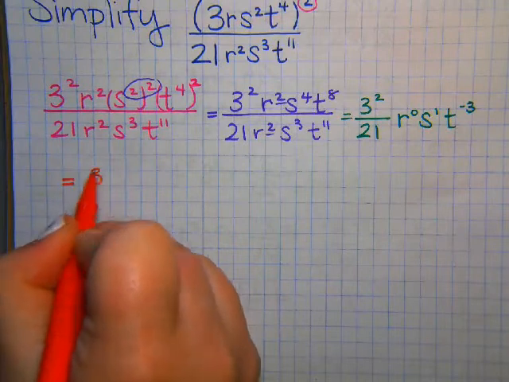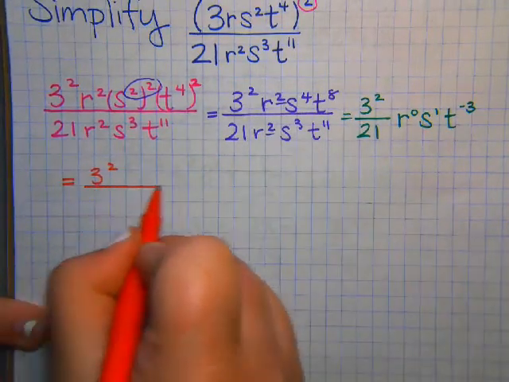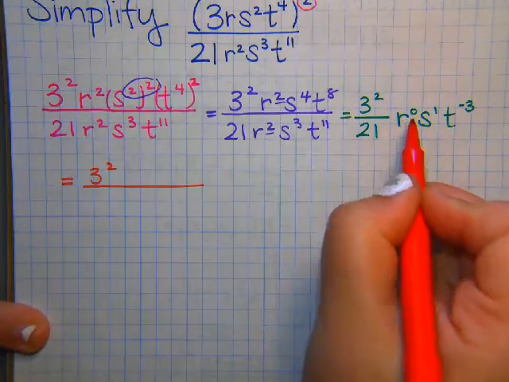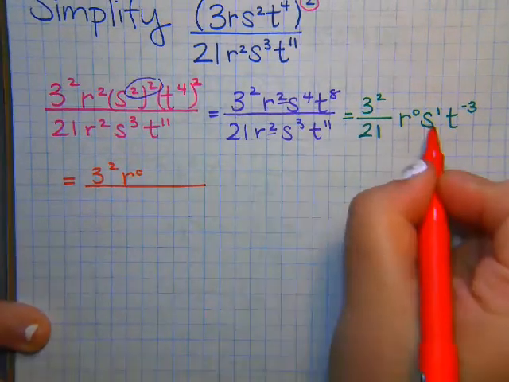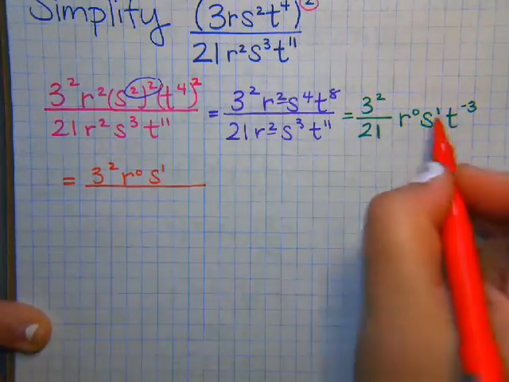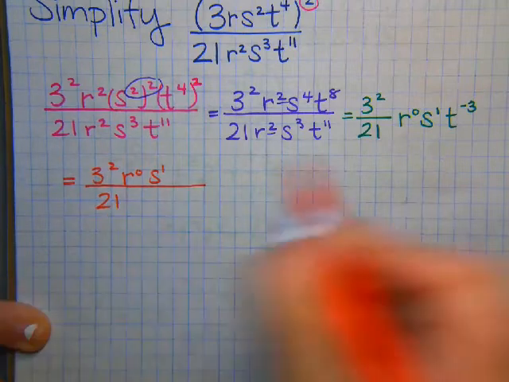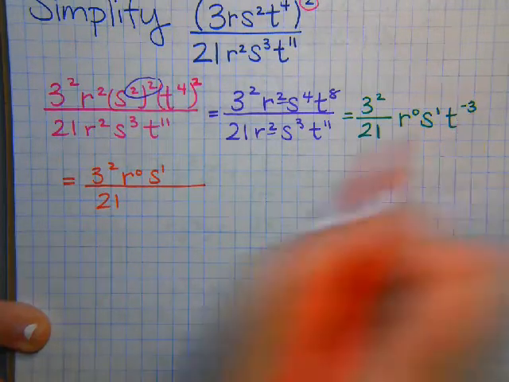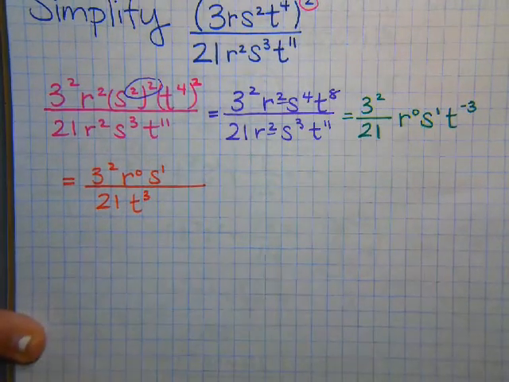So the numerator is 3 squared because it's the numerator. And then again, all non-negatives go up there. So 0 is not negative. So we have r to the 0, s to the 1st. And then 21 is in the denominator, and then t to the negative 3 becomes t to the positive 3.